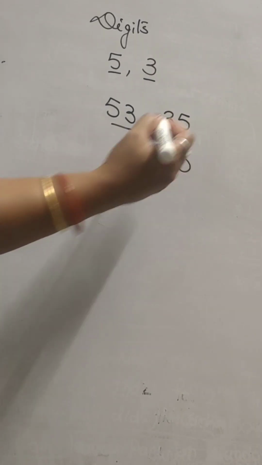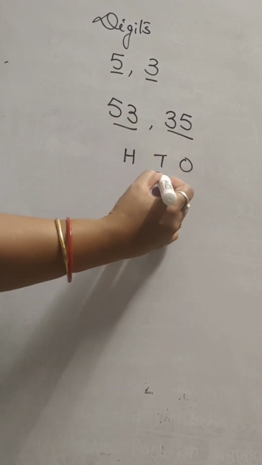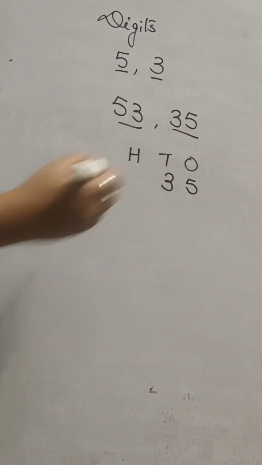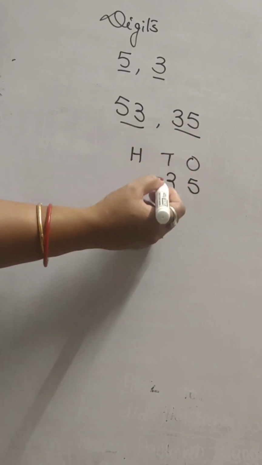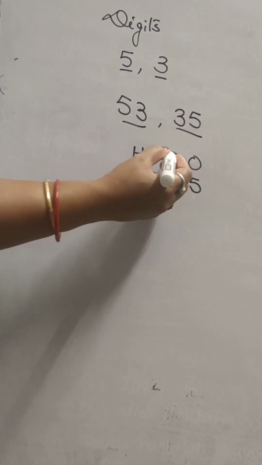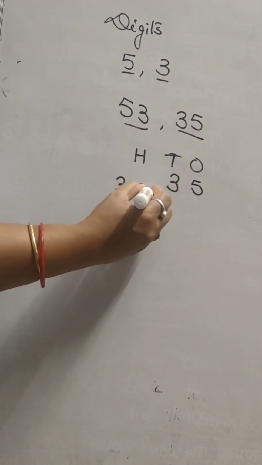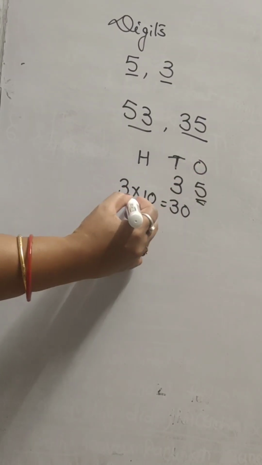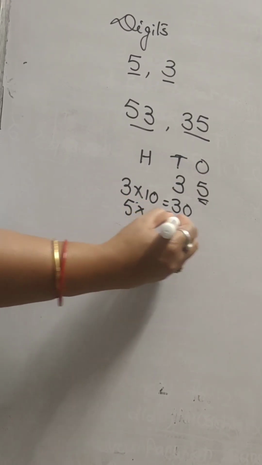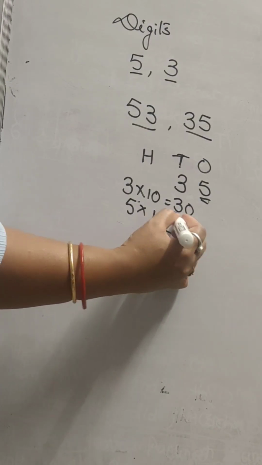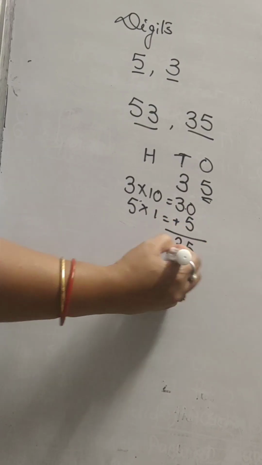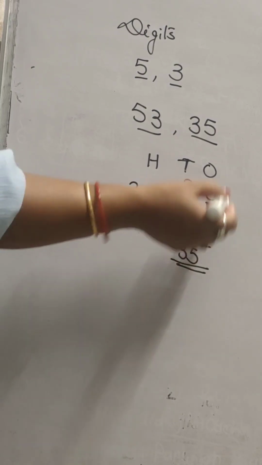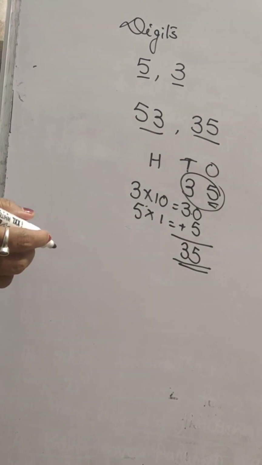Now I will take the number 35. For 35, I will put 3 in the tens column and 5 in the ones column. What will the place value of 3 be? 3 is in the tens place, so 3 into 10 will give me 30, and 5 is in the ones place, so 5 into 1 will give me 5. Now I will add this and it becomes 35. So now my place values are 30 and 5 and the number formed is 35.